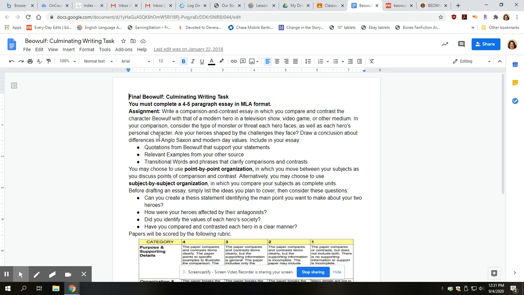So you're going to compare and contrast the villain or threat that this hero is fighting, and you're going to compare and contrast this hero's character and Beowulf's character. Now, what are we talking about when we say character? We mean, what sort of person are they? What are their values? What are their priorities? Just what kind of person are they?